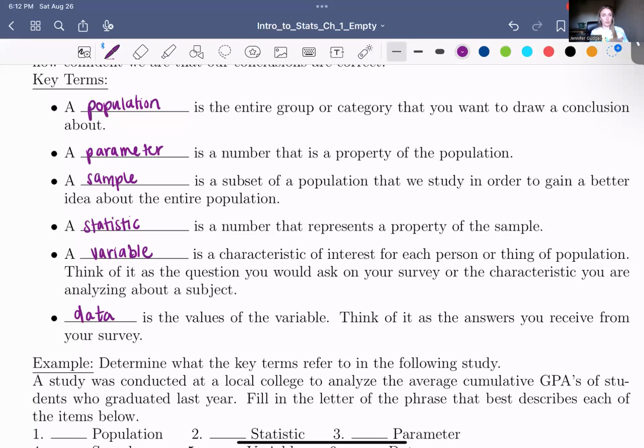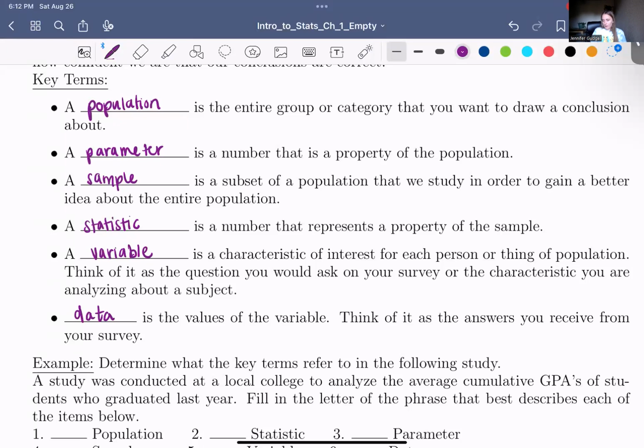So like I said earlier, an average age, that could be our parameter. If I wanted the average age of all MJC students, that would be the parameter because it goes with the population. If I wanted the average age of just the 50 that I interviewed, that would be the statistic because it goes with the sample.